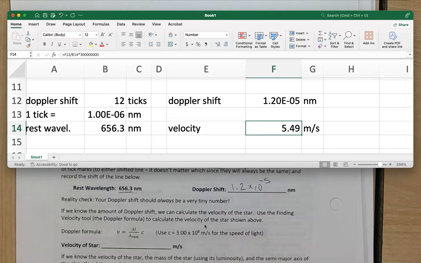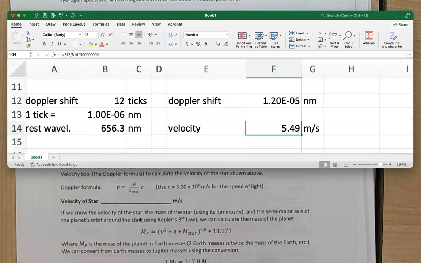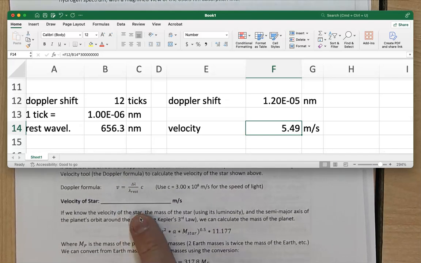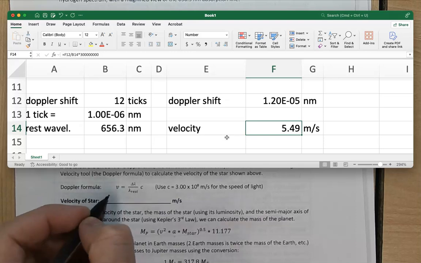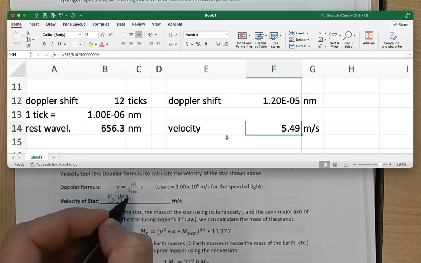In the last micro task, we put in the speed of light in kilometers per second, and we got the velocity of the stars in kilometers per second. Whatever unit you use for the speed of light, that's the unit that you're going to get for the velocity of the star. If you want the velocity in meters per second, like we do here, then you use 3 times 10 to the 8 meters per second. So, 5.49 meters per second.